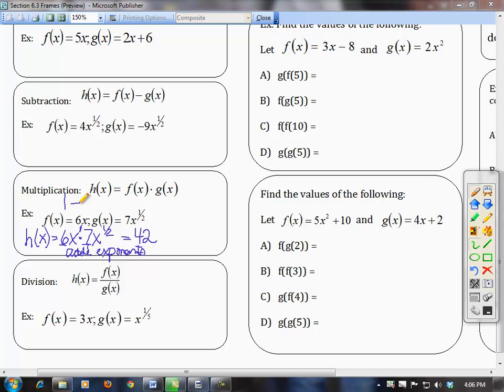I'm going to write this right above. What's 1 plus 1/2? Now I know it's 1 1/2. But we don't want to leave an exponent with a mixed fraction. 1 1/2 is the same thing as 3/2, and you can put that in your calculator if you need and hit math fraction. So this is 42x to the 3/2.